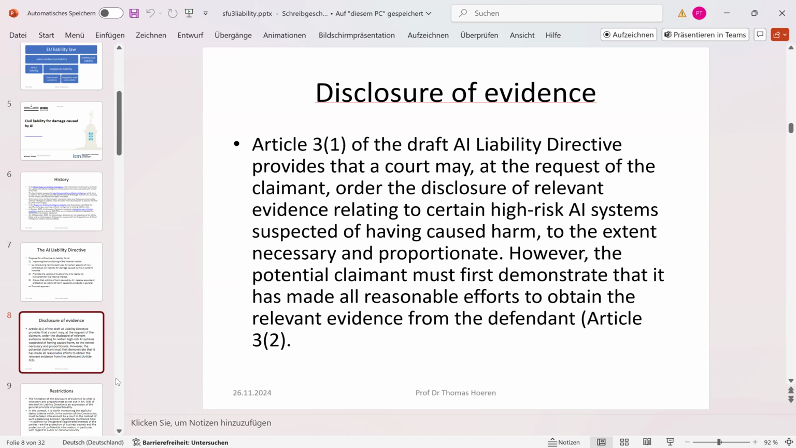So a court may, at the request of a claimant, order the disclosure of relevant evidence relating to certain high-risk AI systems, which might especially cause harm. So the court is free to decide, you have to open the books. So give us the documents. If somebody is suing, you need to open all your files in the company. It is only valid for high-risk AI systems.